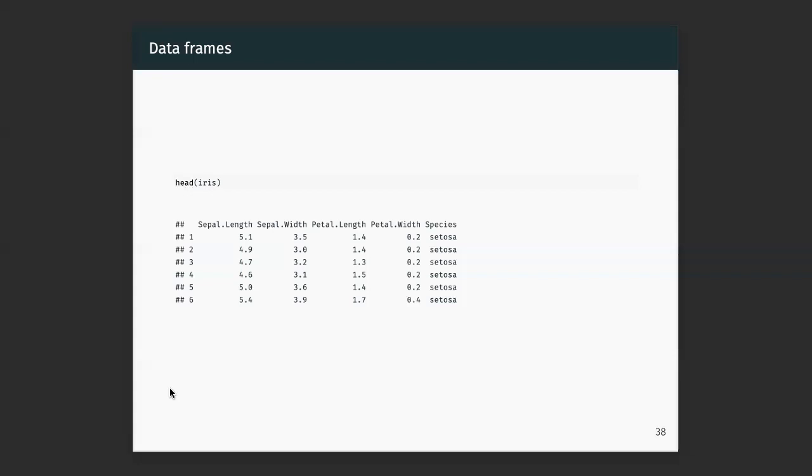So we have, effectively, variables in the columns, observations in the rows. Flower 1, flower 2, flower 3, flower 4.